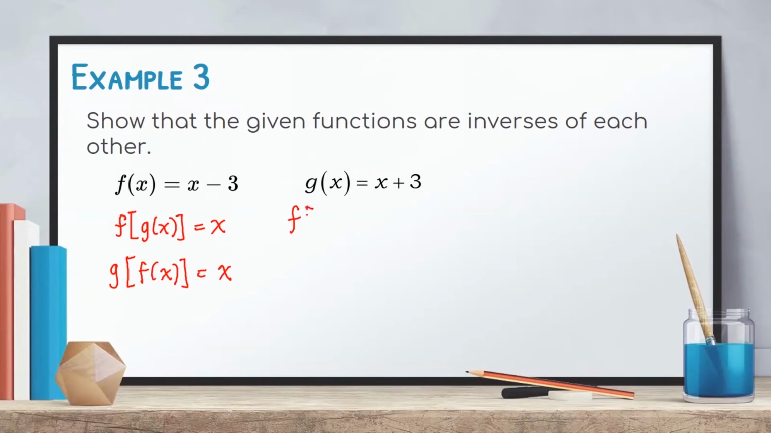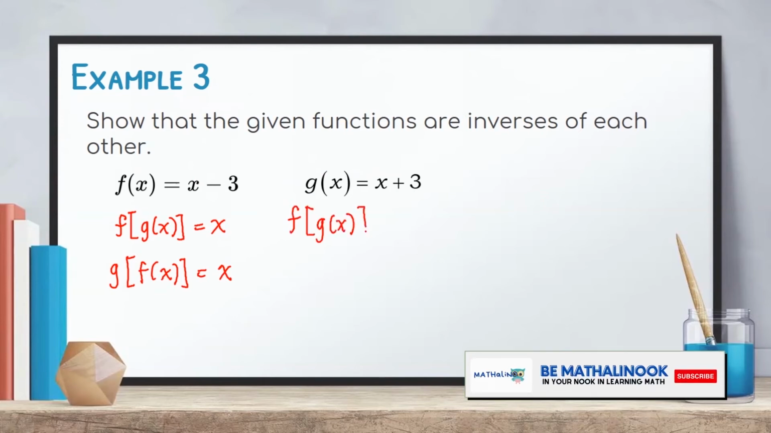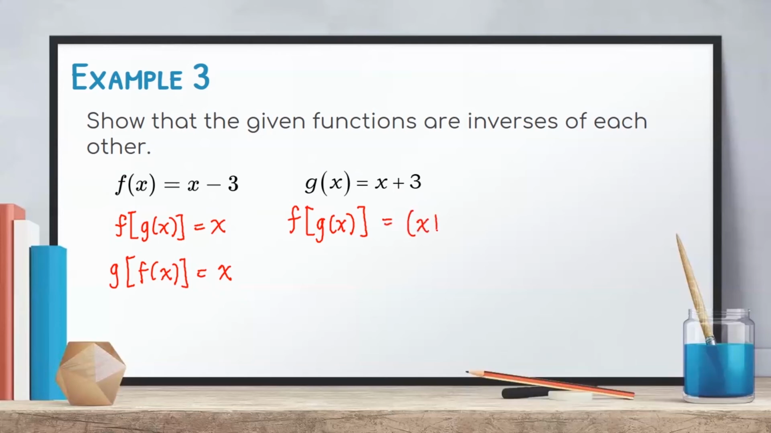For f of g of x, we need to substitute the entire g of x to the x of f of x. Hence, we will have x plus 3 minus 3. Simplifying this, it will give us x plus 3 minus 3. Finally, positive 3 minus 3 is equal to 0. So we will have here x. Therefore, we can easily see that f of g of x is equal to x.